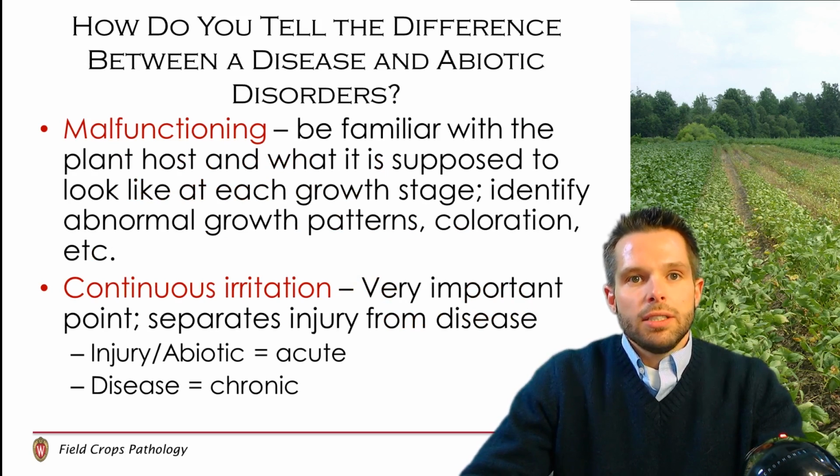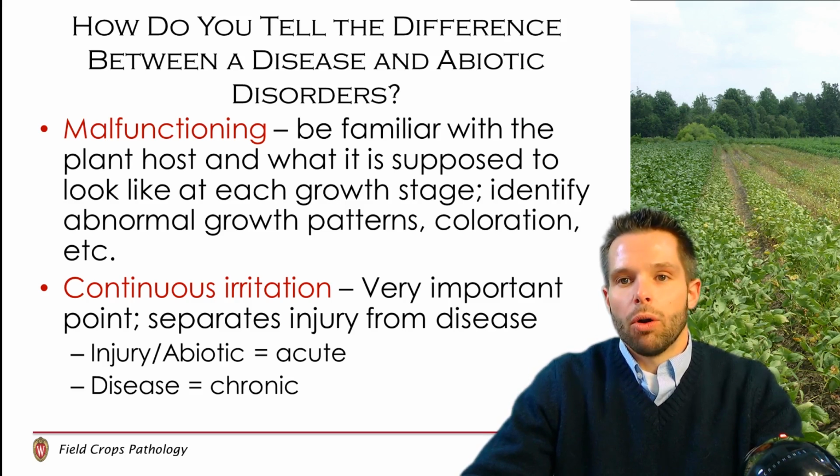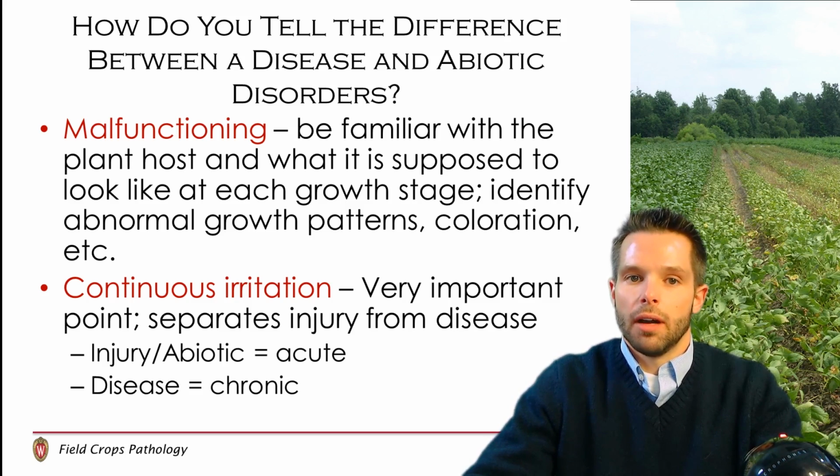The first is this key term, malfunctioning, and we need to be familiar with this because we need to know what plants actually look like in their normal growth stage. Sometimes plants will have what look like abnormal growth patterns but are actually supposed to be there. One example of this would be in ornamentals, where we have variegation that is supposed to be on some of those plants. That is a normal thing, and so you need to be really familiar with the host so you can determine whether it's actually sick or not.